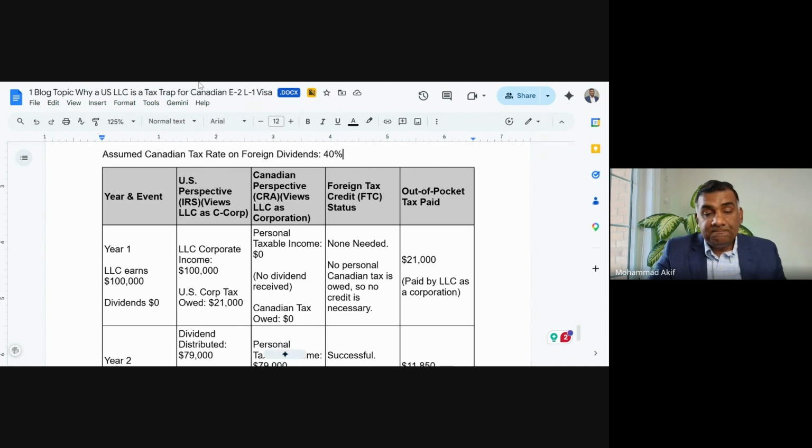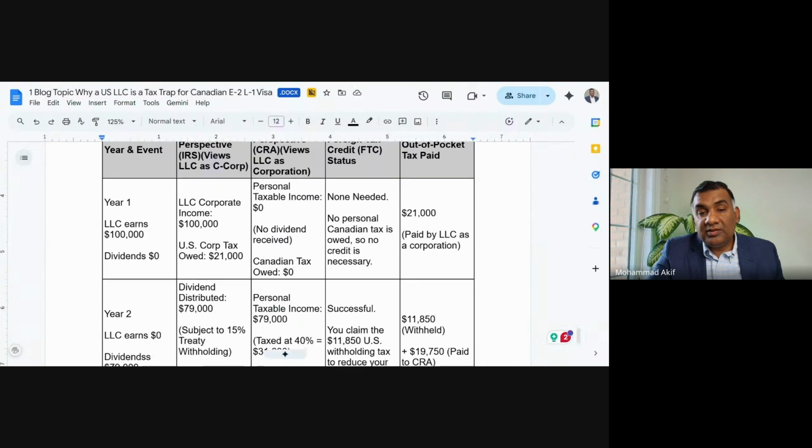All right, so year 1, same thing. The LLC earned 100,000. There's a corporate tax on 100,000, which is 21%. There's no income, no dividends, nothing to be done on the Canadian side, just like what we did with the previous example. No foreign credits because we haven't paid any taxes, and then 21,000 is what we're paying to the IRS. Okay, let's go to year 2.